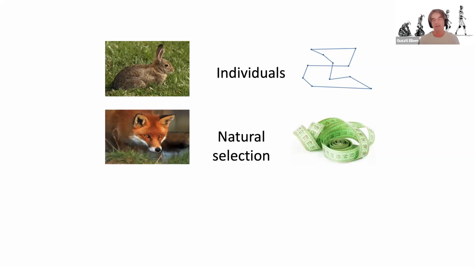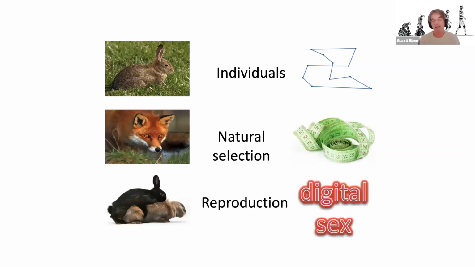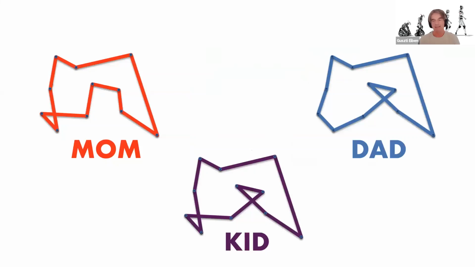And once you have that, you can select would-be parents, and then you need a digital equivalent of sex or reproduction, which could look like this in this particular problem. You could have two tours, and you can recombine them, and you get a third one, which is the child.